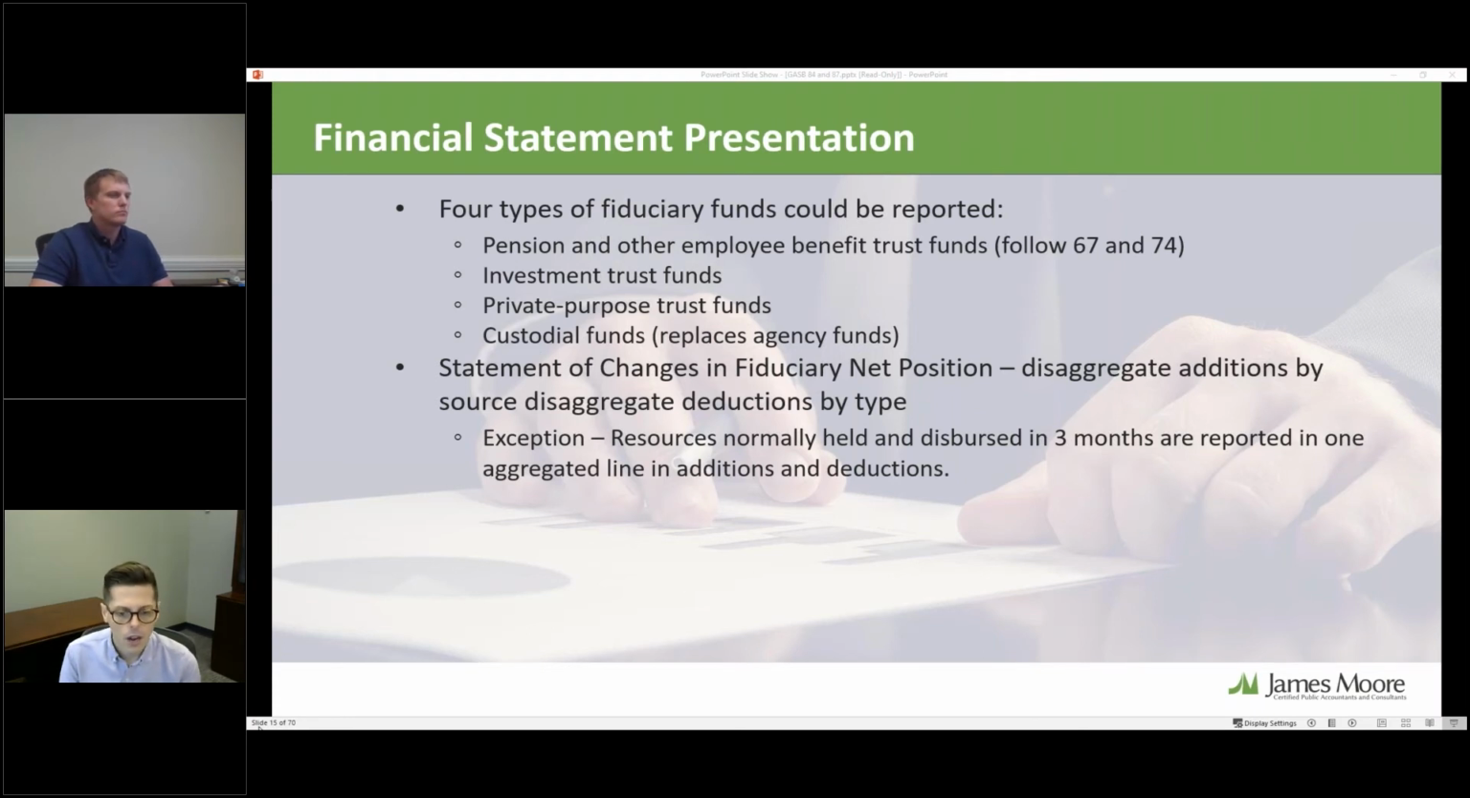So if you're collecting funds and remitting them in that 3-month timeline, if you're collecting funds on a continual basis and then remitting them to whatever entity, say you're collecting those taxes as a tax collector, but you're paying them back out in a month, there could be some gray area there where maybe that could be reported in that aggregated concept. But for the most part, we're going to see these being shown with additions and deductions split out.